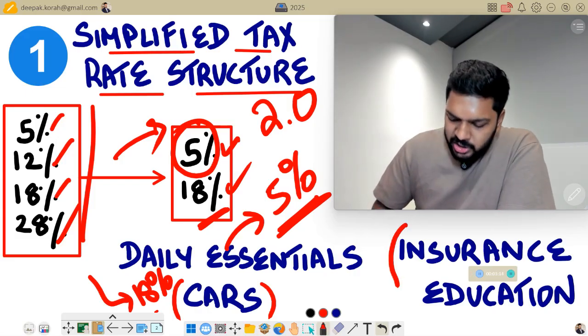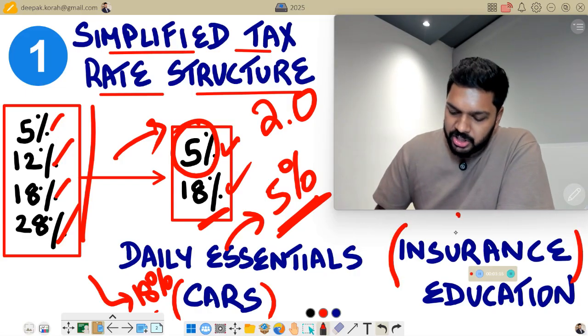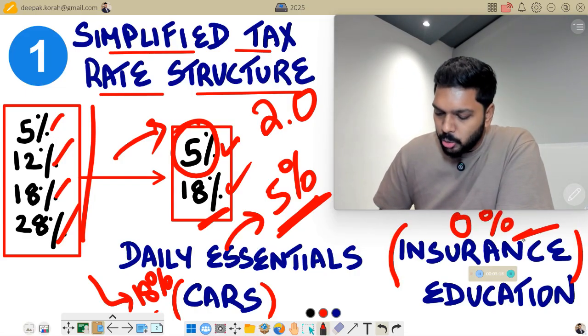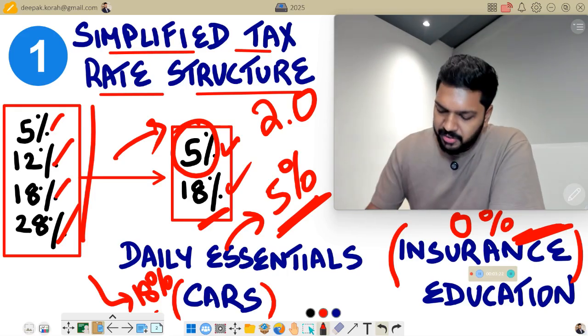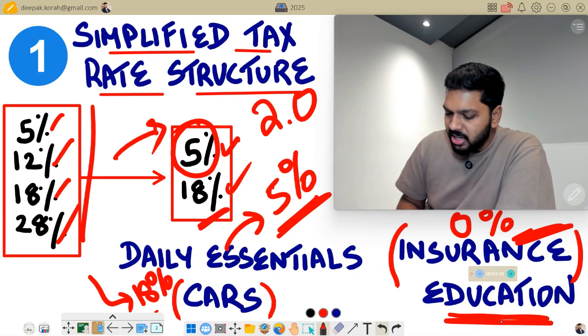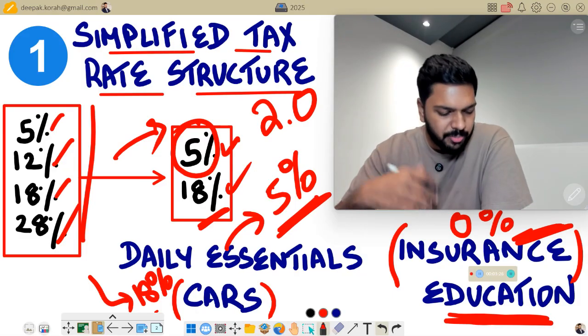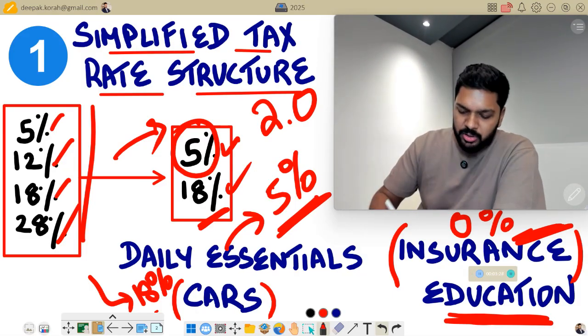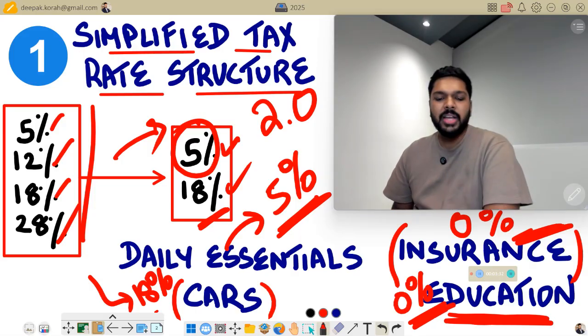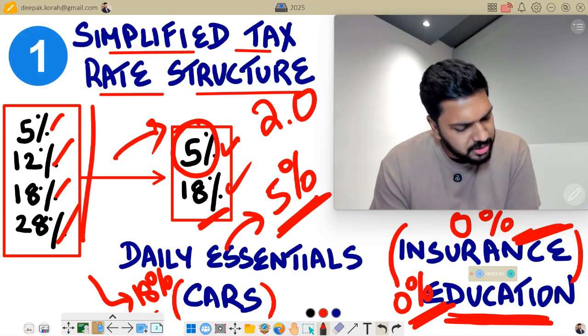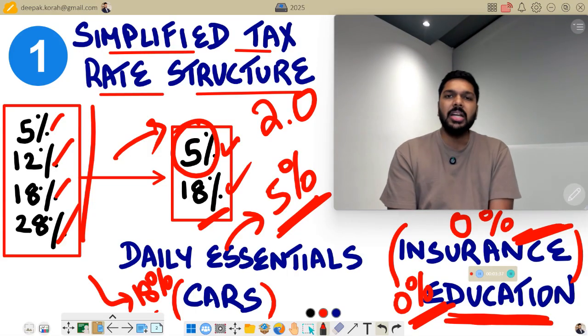And for insurance products, life or health, the GST rate was made 0%. So insurance products became cheaper from September 2025. Same is the case with educational items: education stationery and education products became much cheaper because of the 0% GST rate attached to them. So the simplified tax rate structure through GST 2.0 was the first major change that happened under GST in 2025.